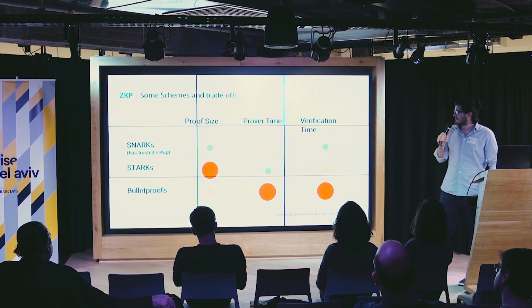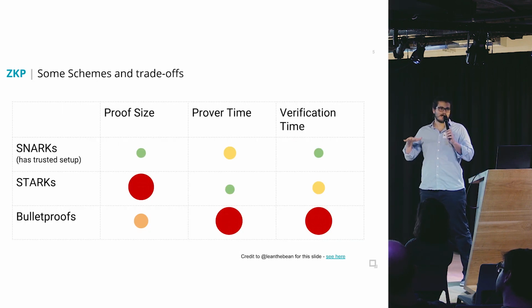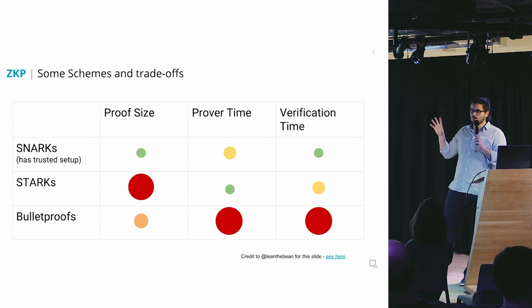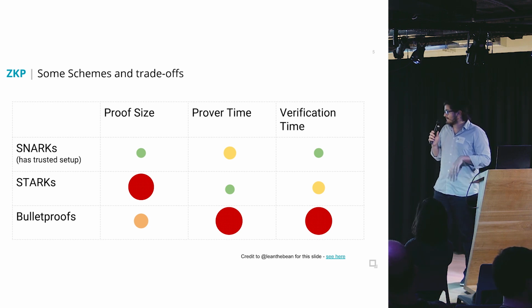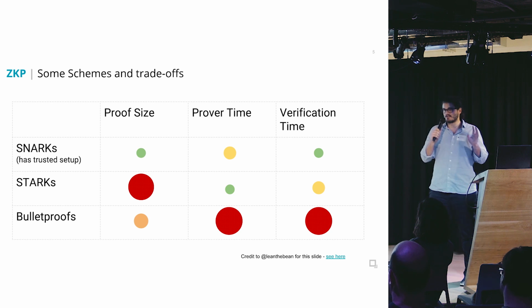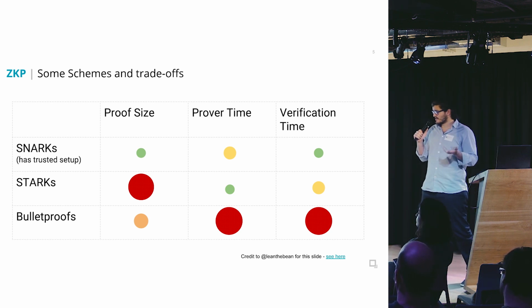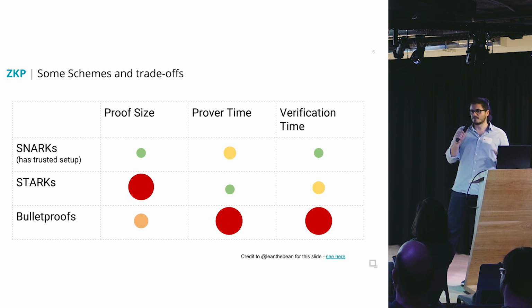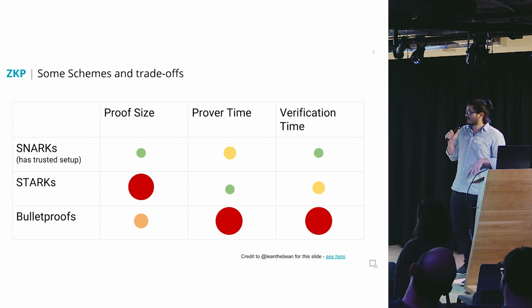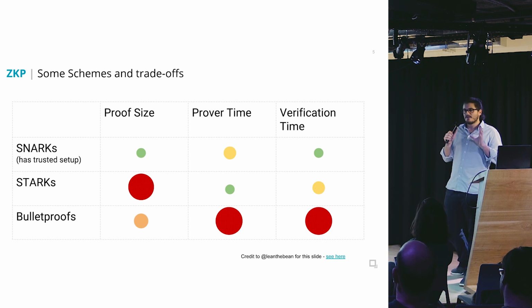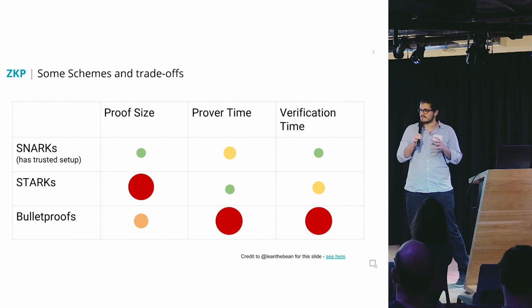So just a quick overview of the main schemes that are out there today, close to production or in production. There are SNARKs, which are succinct non-interactive arguments of knowledge. There are STARKs, which are scalable transparent arguments of knowledge, and bulletproofs. Each one of these has its good side and its bad side, as you can see here.